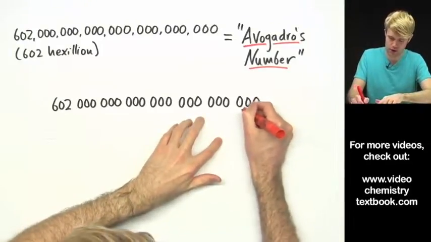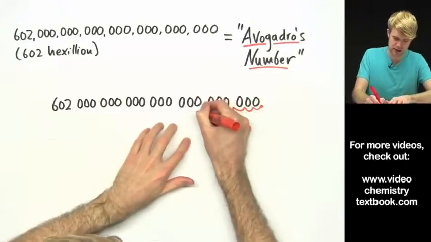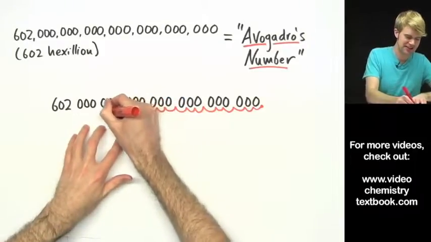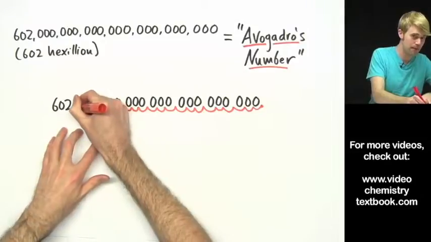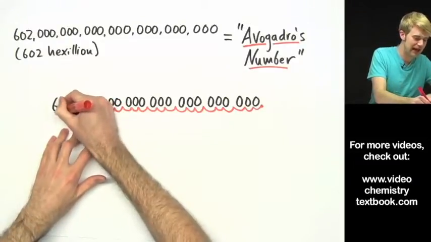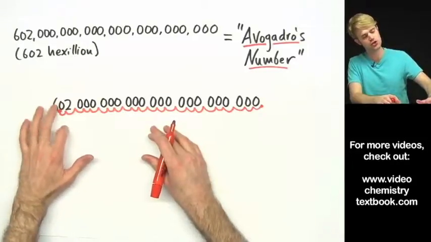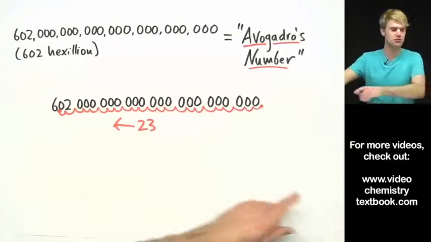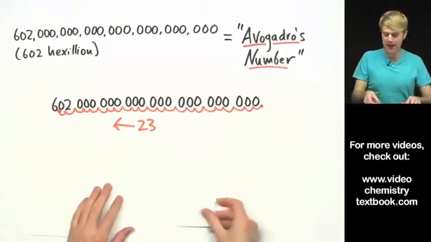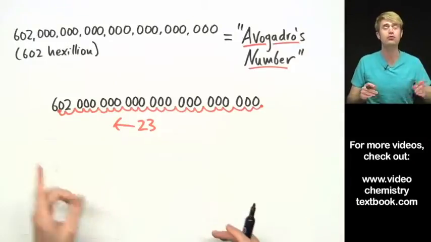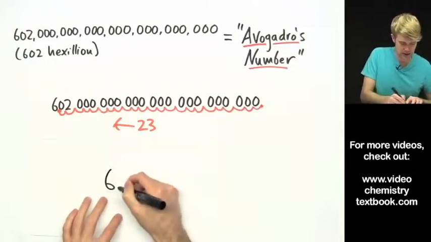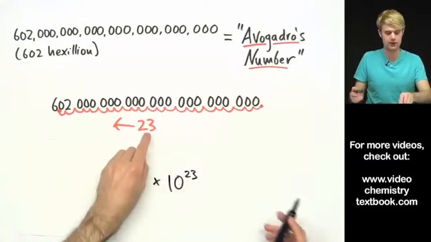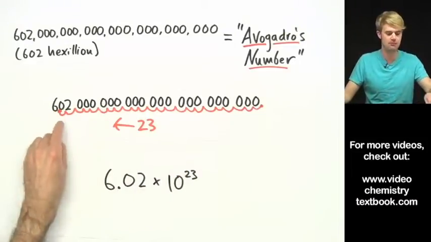So here's 1, 2, 3, 4, 5, 6, 7, 8, 9, 10, 11, 12, 13, 14, 15, 16, 17, 18, 19, 20, 21, 22, 23. And now this is my new spot because there is a 6, just one digit to the left of it. So I moved my decimal place 23 spots to the left. And that means that in scientific notation, I would rewrite this number as 6.02 times 10 to the 23rd. The 23 comes from the number of spots that I moved it to the left.